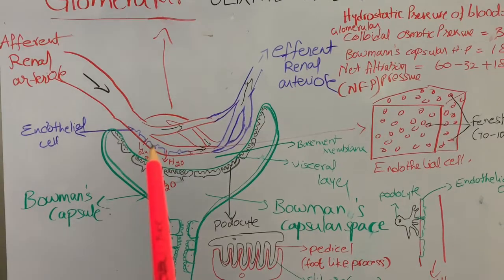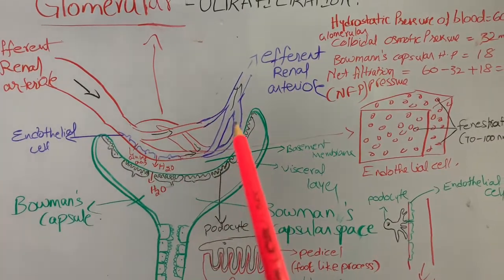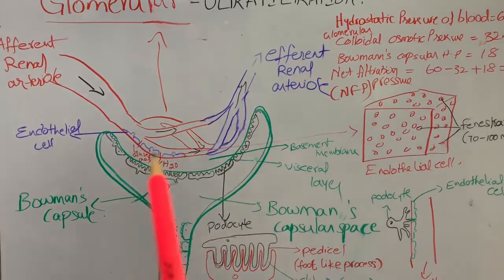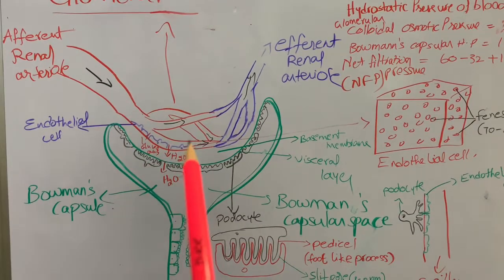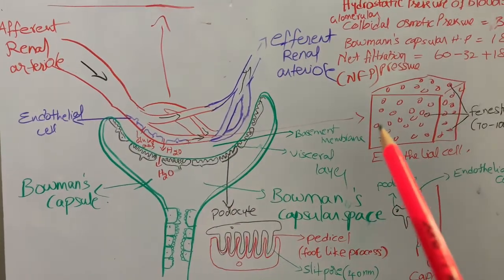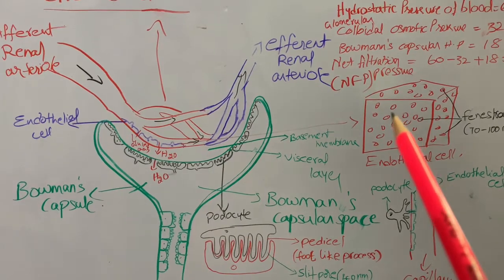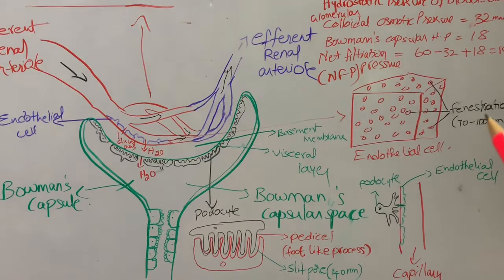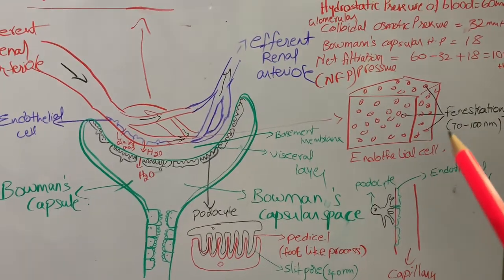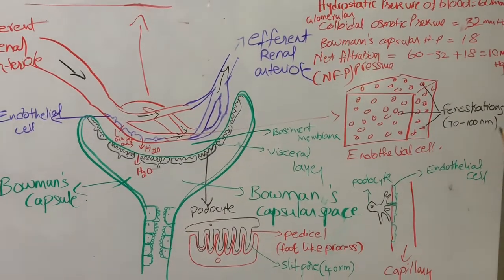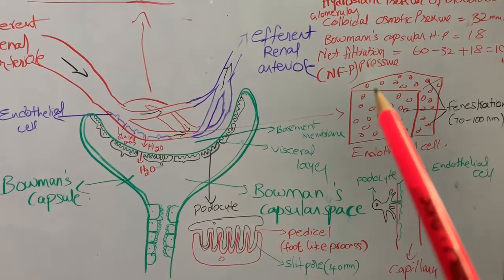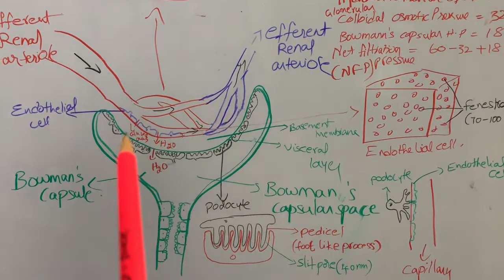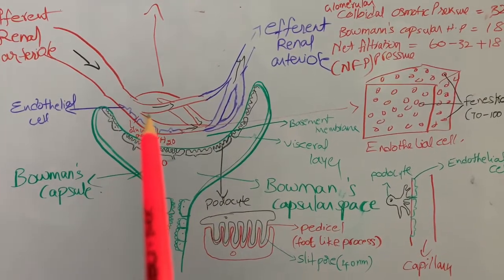The glomerular capillaries are very special capillaries and they contain special endothelial cells. These are the endothelial cells. When we observe the endothelial cells of the glomerular capillaries, they contain thousands of pores. These are known as fenestrations. The diameter of these fenestrations is 70 to 100 nanometers. Because of the presence of thousands of pores, the water from the capillaries of the glomeruli enters into the glomerular space.